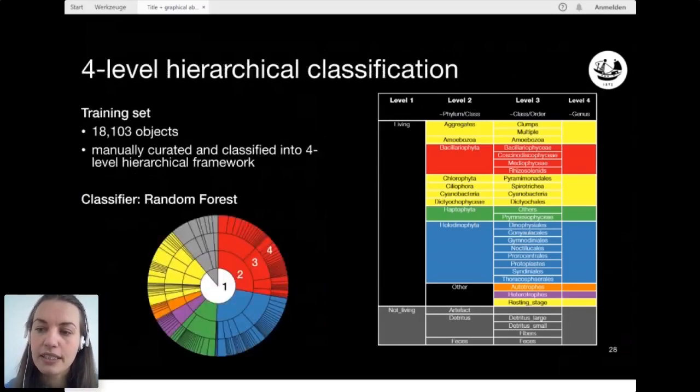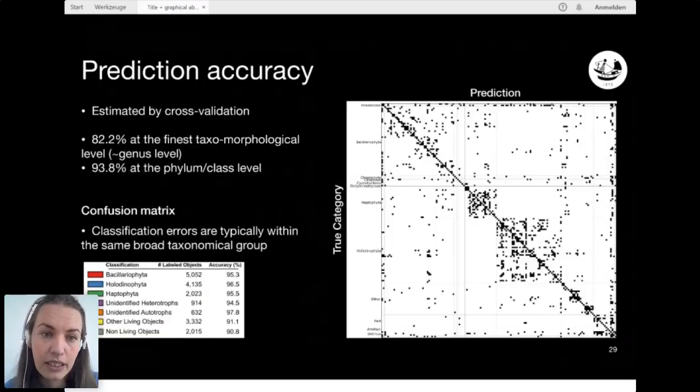The reference training set for this automated classifier contained a total of 18,000 objects, which were manually curated and then classified into this 4-level hierarchical framework. A random forest classifier was empirically determined to perform the best, balancing accuracy and computation time. Due to the scale of this project, we cannot afford more than a few seconds of processing per image. And you can see here the performance of this classifier.